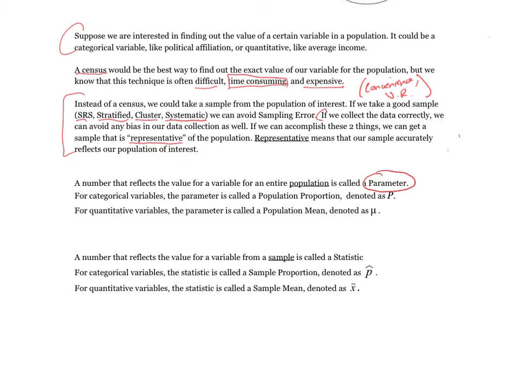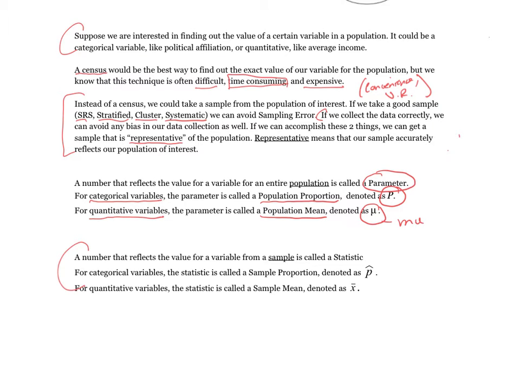For categorical variables, the parameter is called a population proportion, and that's denoted by capital P. It's easy to remember that one because population proportion, they all start with P. For quantitative variables, the parameter is called a population mean, and it's denoted as mu. Remember, that's mu, the Greek letter that stands for population mean. So depending on the variable you're looking at, if it's categorical, we're talking about P's. If it's quantitative, you're talking about mu's. That's the number we're trying to find about the population.